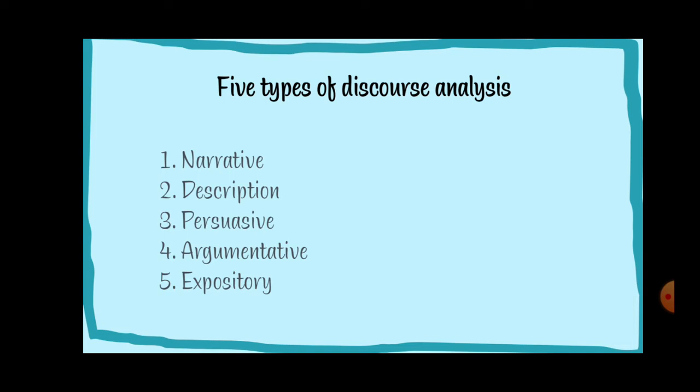So next one is the description or descriptive writing. It is a literary device in which the author uses details to paint a picture with their words. Next one is persuasive writing. The purpose is to convince the readers or listeners to change their mode of thinking or to persuade them to take a specific action.